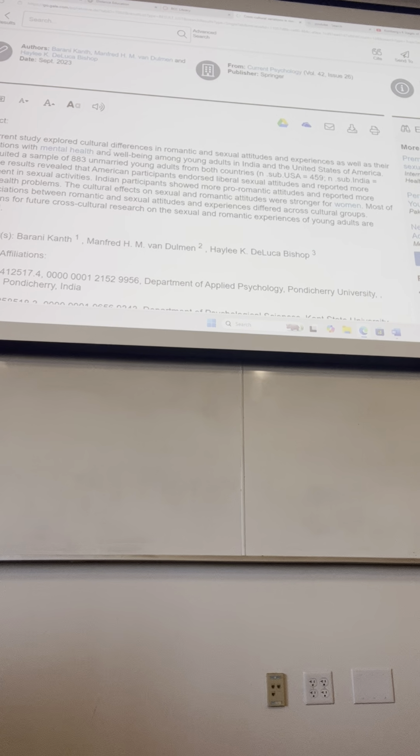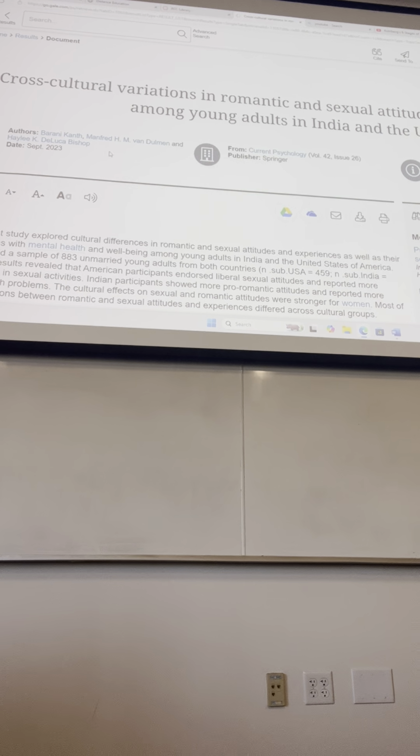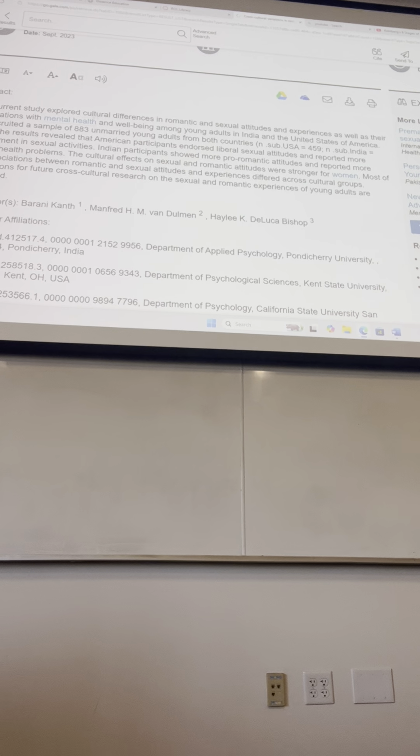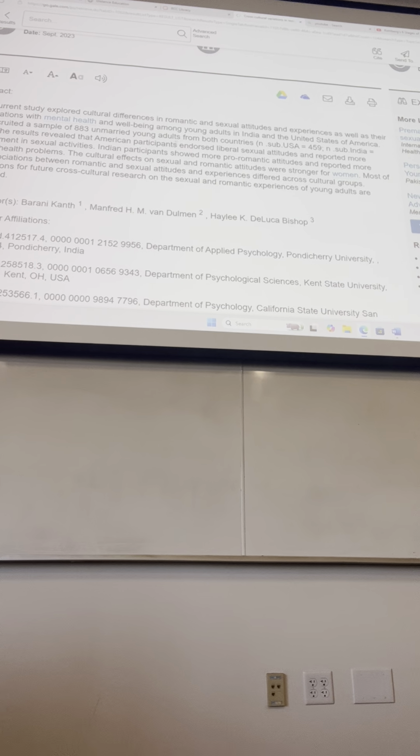Let's see what this article is talking about. This is the cross-cultural variations in romantic and sexual attitudes and experiences among young adults in India and the U.S. The current study explored cultural differences in romantic and sexual attitudes and experiences, as well as their association with mental health and well-being among young adults in India and the U.S. They recruited a sample of 883 unmarried young adults from both countries, so they have the population.